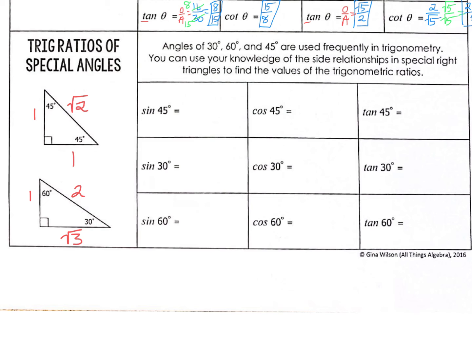So let's start with a 45. So I'm going to start with this as my reference angle. All right. And so if that's my reference angle, according to that 45, this is going to be my opposite. This is going to be my adjacent. And this is going to be my hypotenuse, right? And so I have SOH CAH TOA.